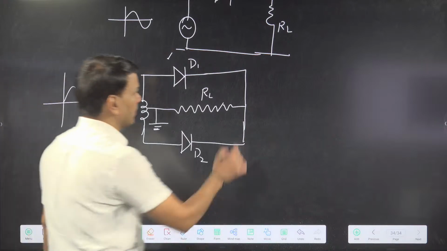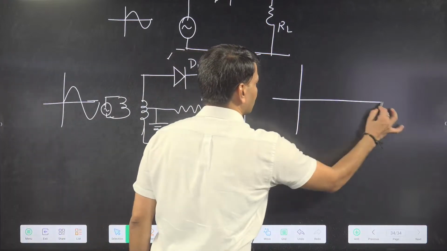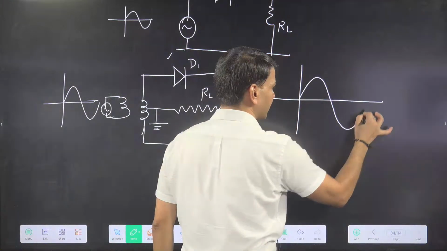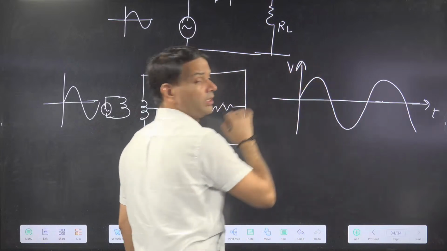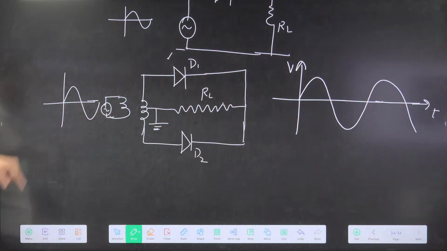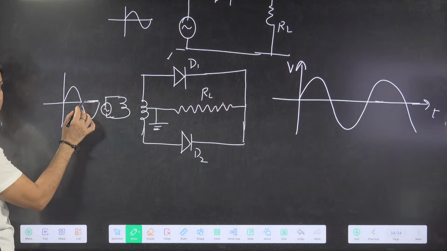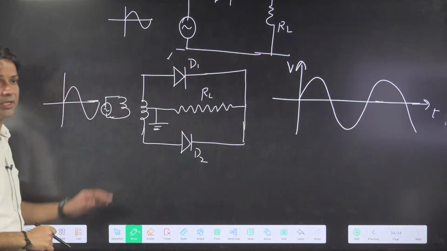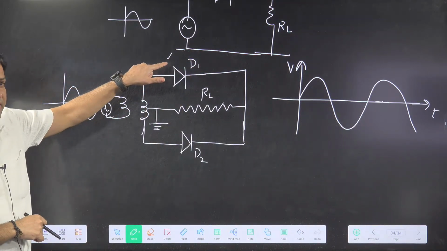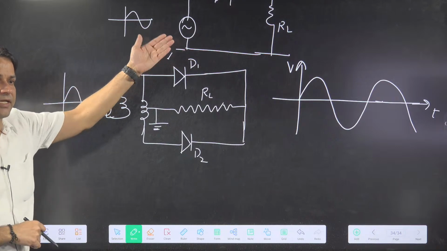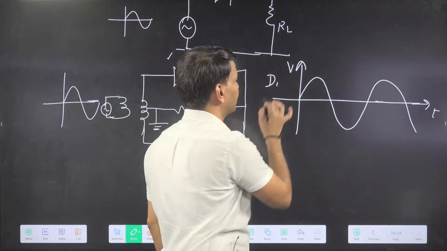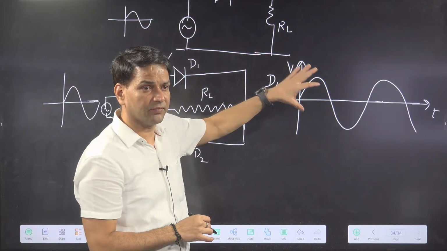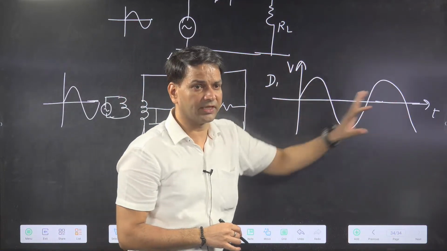So first, for the D1 at t is equal to 0, you will get positive, negative like this. This is the voltage at t is equal to 0, and this is the sinusoidal. So in D1, what will happen? At t is equal to 0, positive cycle is incident, then next negative cycle, then positive cycle, then negative cycle. So for the D1, this is the incident waveform: first positive, then negative, then positive, then negative.